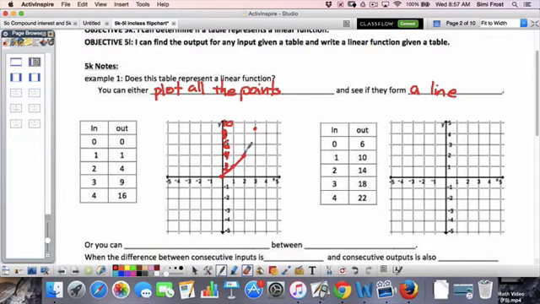And you'll start to see, we need a few points to actually see what's going on here, but it is curving. It's not a straight line. So this one, it does not form a line. It forms this curve here. So this is going to be no. How about this one?